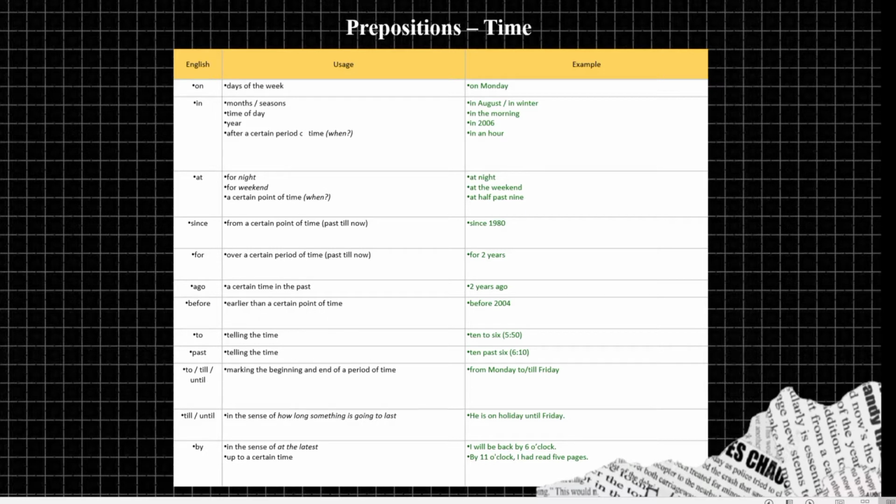To, usage for telling the time. Example, 10 to 6. Past, usage for telling the time. Example, 10 past 6. To, till, or until, marking the beginning and end of a period of time. Example, from Monday to or till Friday.